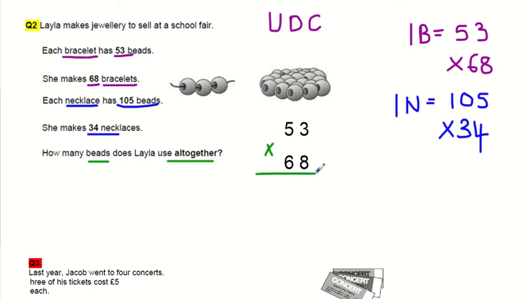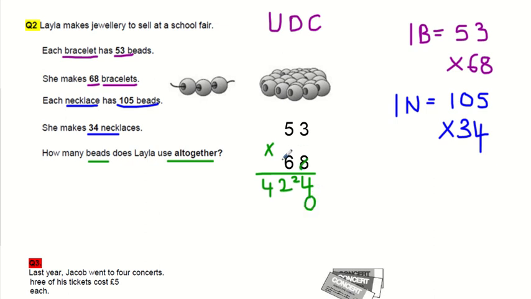I'm going to do that now. So 3 times 8 is 24. 5 times 8 is 40, that's right. Add your 2, 42. And you'll notice I'm deliberately pausing, Year 6, to give you a chance to join in.